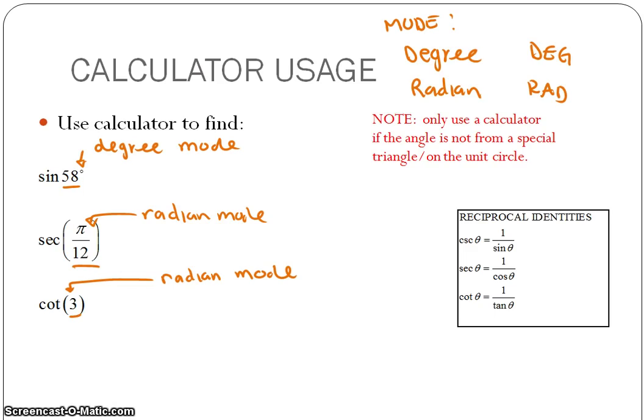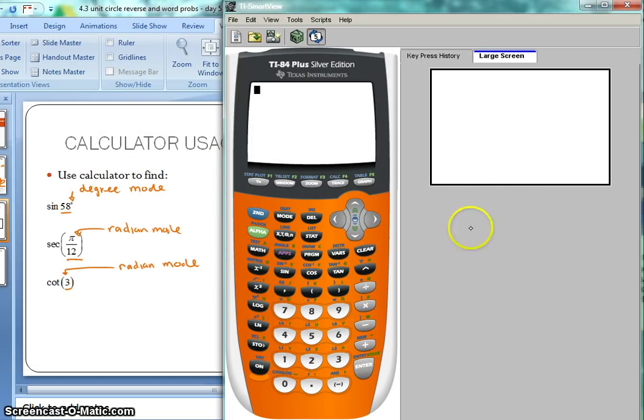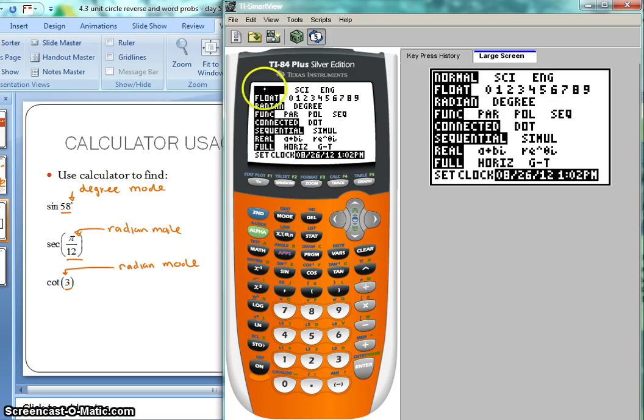Okay, so we are going to move over to the calculator. So you should have yours out, and I will show you how to adjust the mode. Okay, so now I have my calculator up in front of me, and I turned it on. And what we're going to do is adjust the mode, because we're going to have to flip between degree mode and radian mode, and you are going to have to understand when you need to be in which mode. So we're going to press the mode button up here, and we can see that we have radian and degree mode.